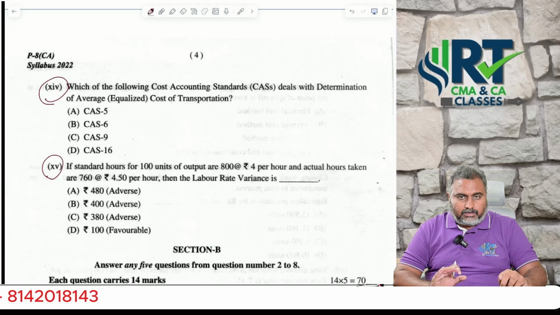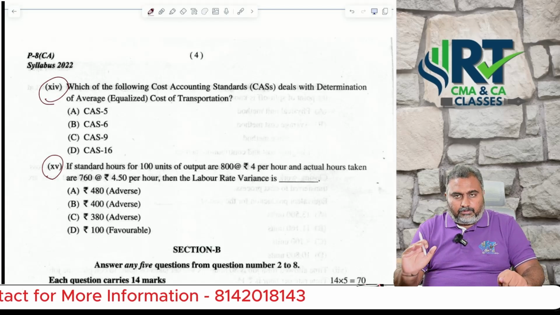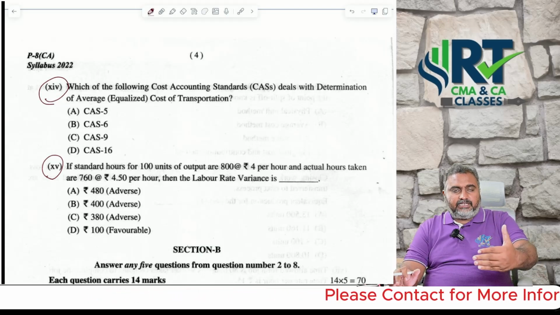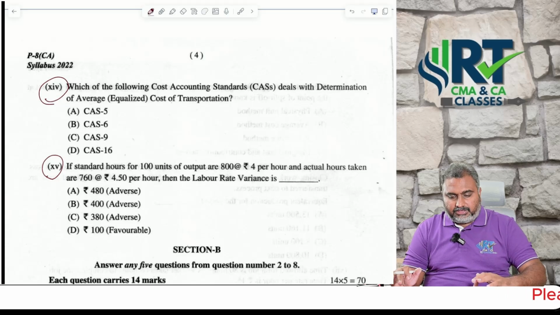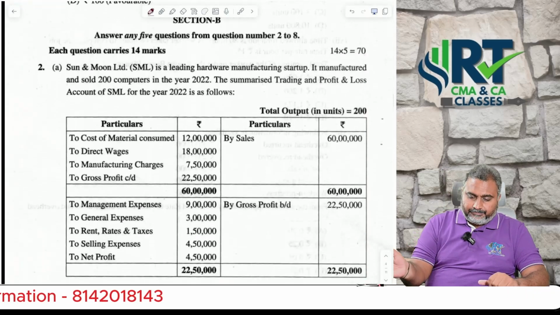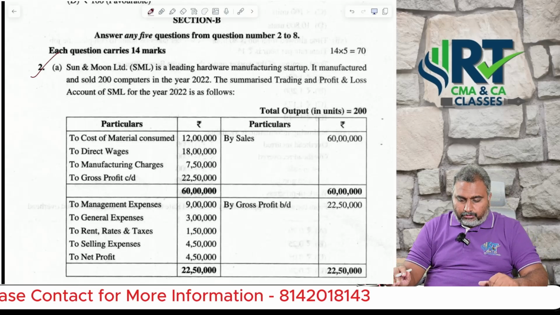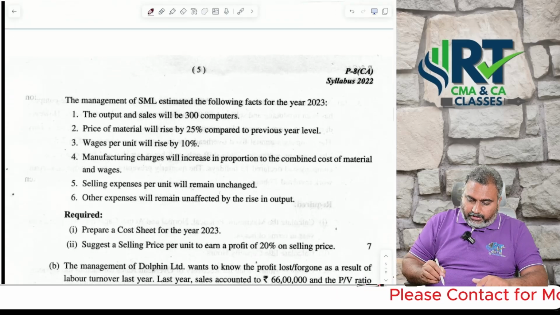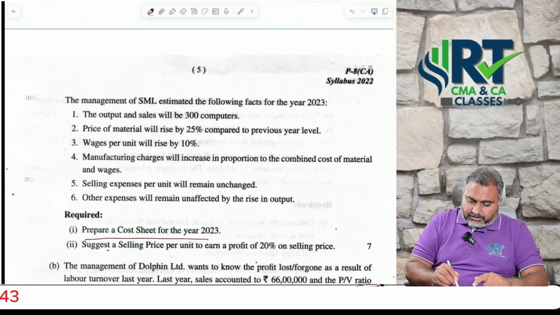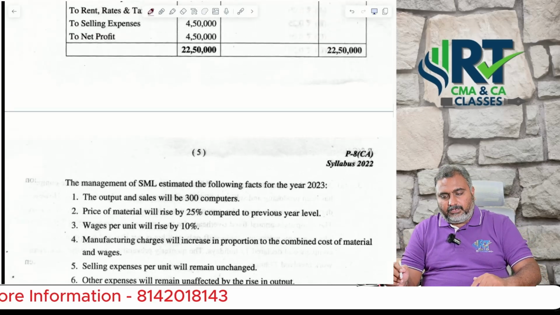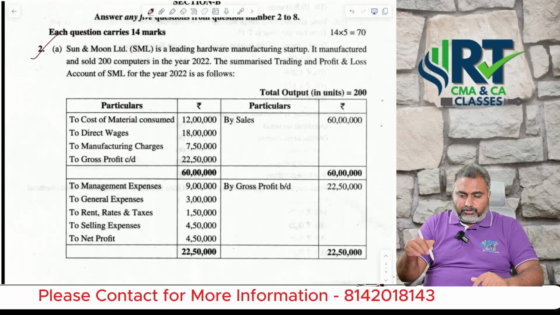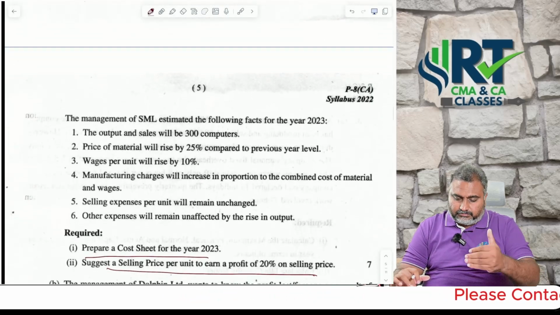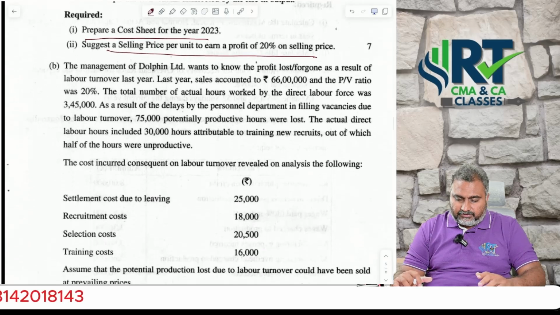This is from your ICA question paper only, regarding cost accounting, from the December attempt. What I said, you can check with all the parts, even with the questions. This is from the Sun and Moon question. Check what they are asking: prepare a cost sheet and suggest a selling price to earn a profit. I already indicated the same model in our material. What I discussed in the classroom, the same model question, it was 7 marks.